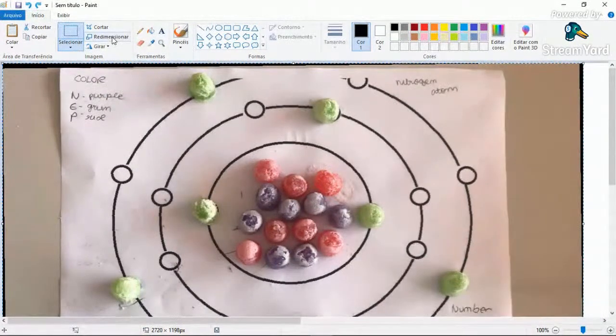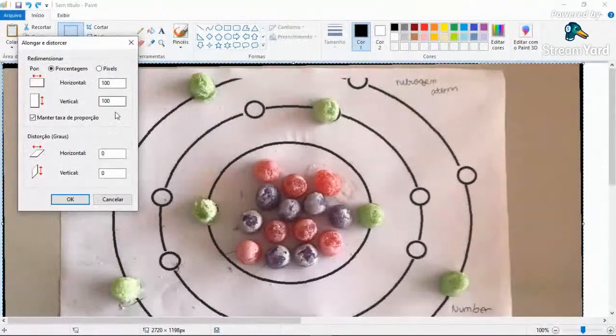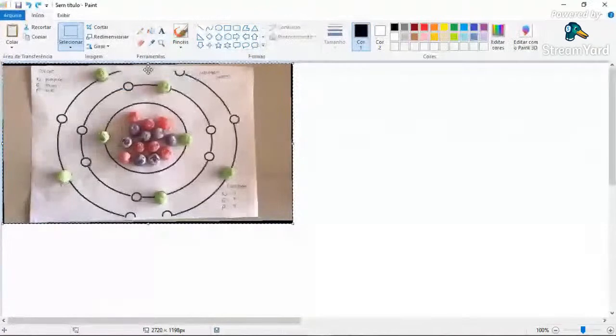So what do you do? You go to this little button here in the middle, right? And you click it and you have all these numbers. Click right next to the 100, erase 100 and write 50. And boom, look at that. It's 50% the size.